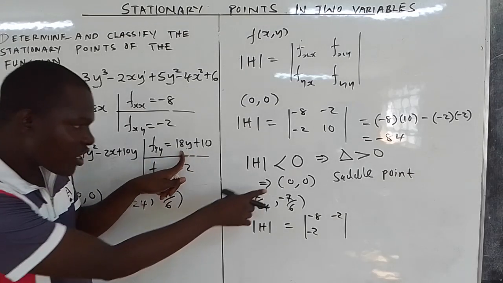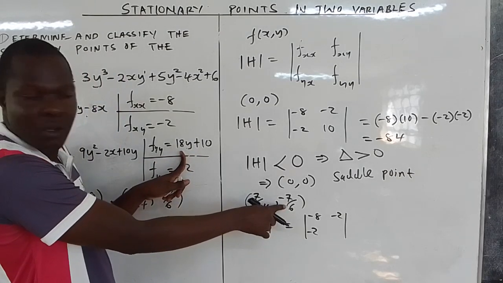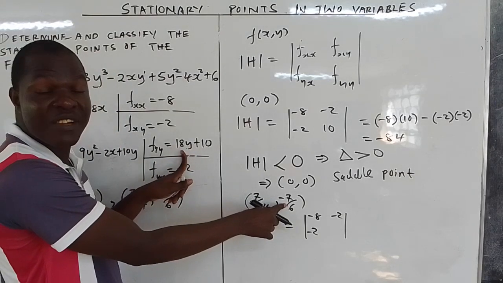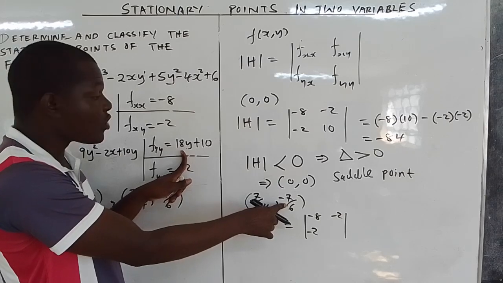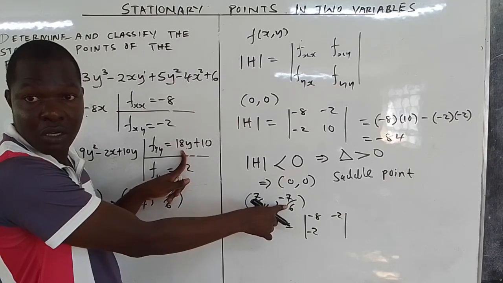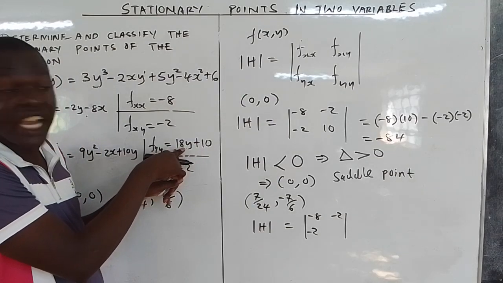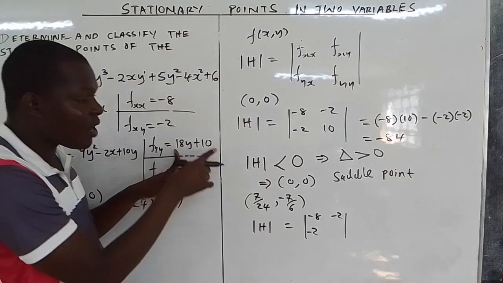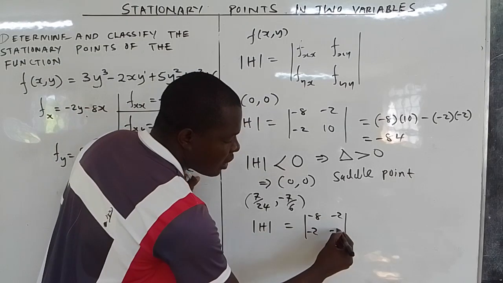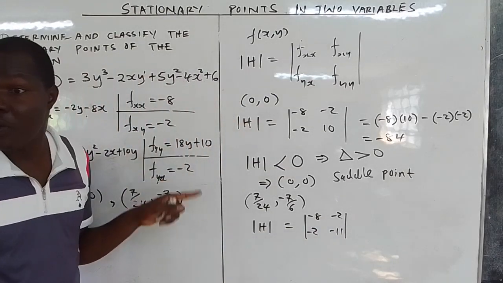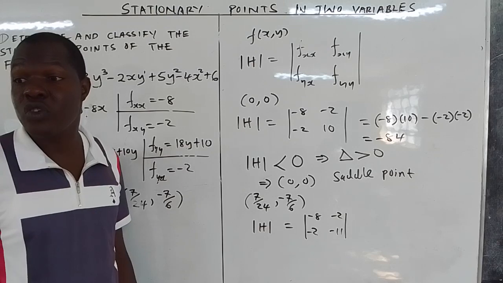18y plus 10. But what is y for this point? The y value for this point is negative 7 over 6, isn't it? So you substitute the y value for this point. Negative 7 over 6 times 18 is negative 21, isn't it? Negative 21 plus 10, what have you found in the calculator? The calculator is giving you negative 11.